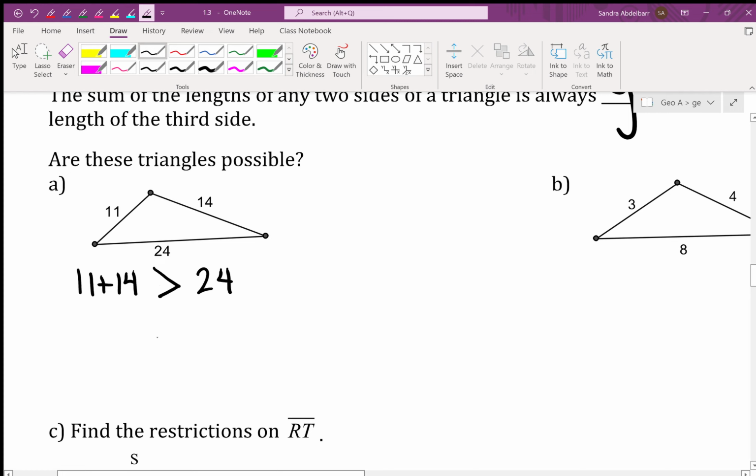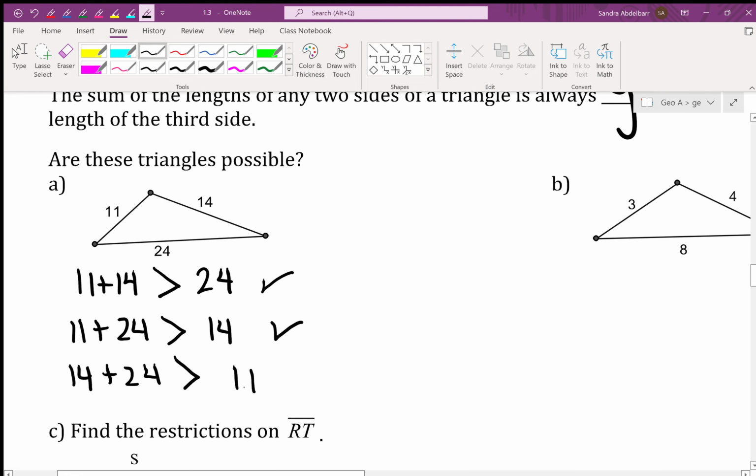24, the last side. Is 11 plus 14 bigger than 24? Yes. So now let's do this. 11 plus 24, is that bigger than 14? And last but not least, 14 plus 24 is definitely bigger than 11. Do you think these pieces are going to make a nice triangle?